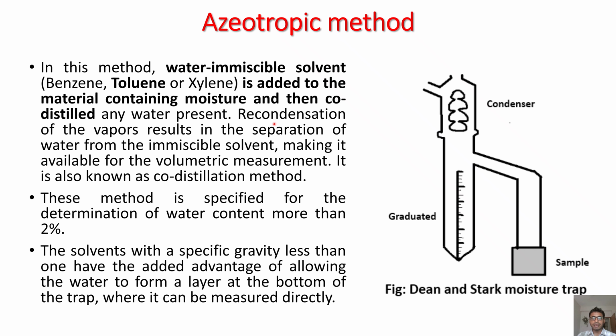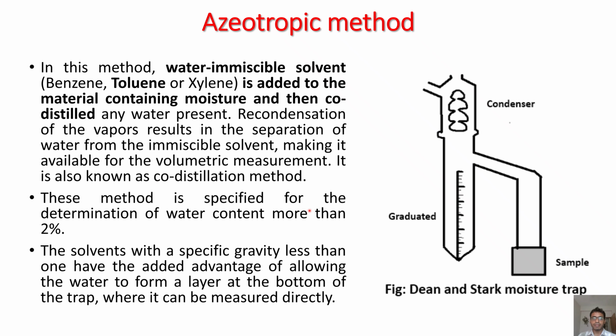Okay, then recondensation of the vapor, this vapor means water vapor, results in the separation of the water from the immiscible solvent, making it available for volumetric measurement. It is also known as the co-distillation method. So why co-distillation? Because co means whenever you are utilizing some other solvents concurrently. Okay, like water and benzene are concurrently used, and that is why it is called the co-distillation method.